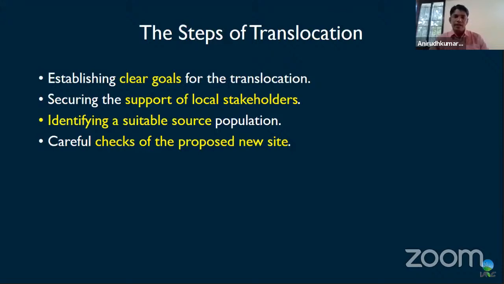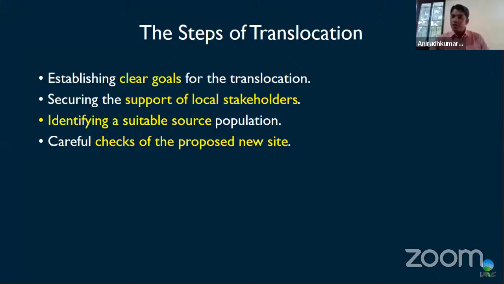And the second thing, support of the local stakeholders. People living in a new area where we want to translocate the species, crocodile or anything, whether the people are supporting the translocation. If not, it is not going to be viable. The people are going to kill those animals. They do not want that species there. It's not going to work. So it is very important, it's imperative that we gain the support of local people, local villagers, local stakeholders.